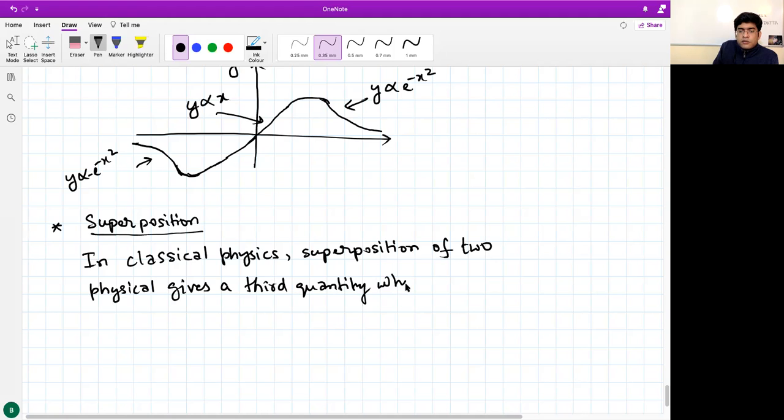which is completely different from the initial two quantities.